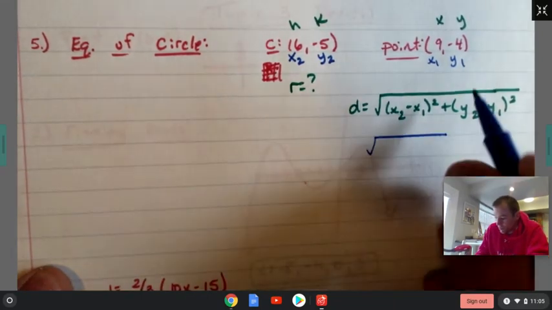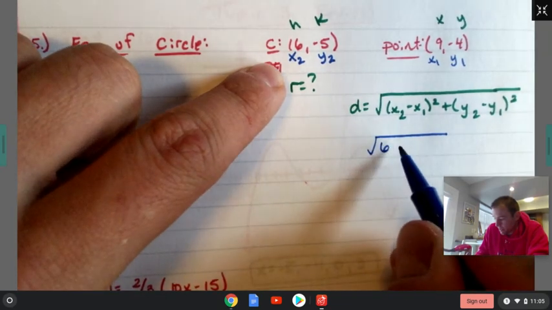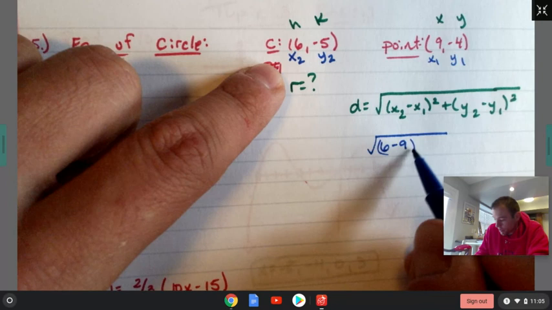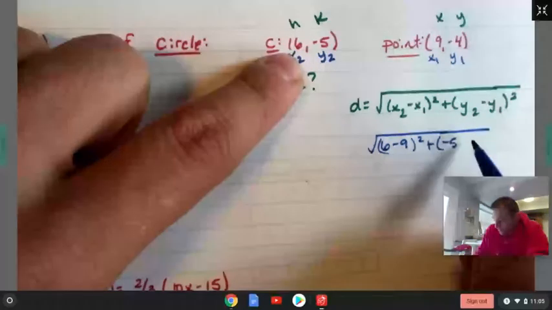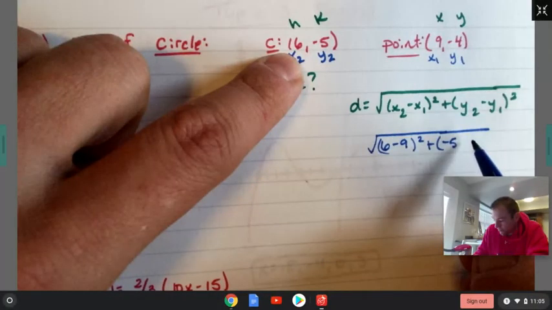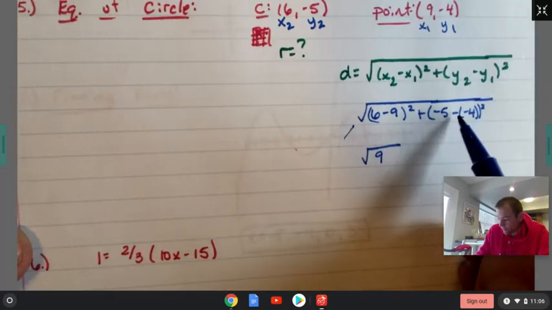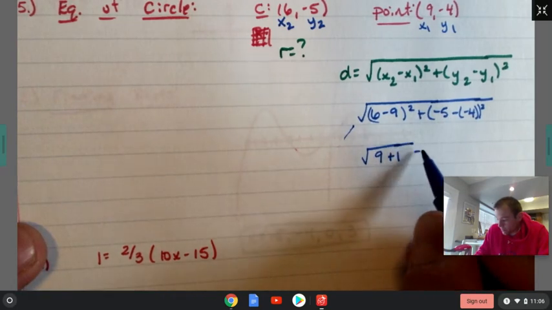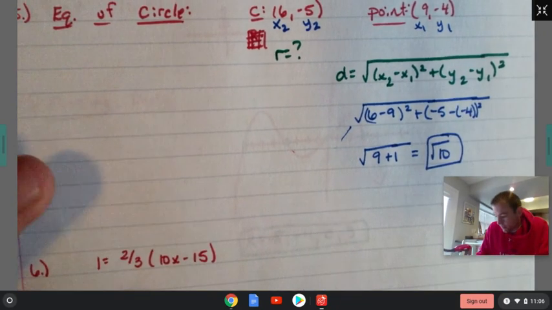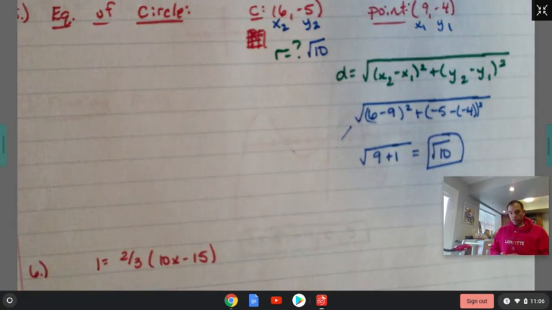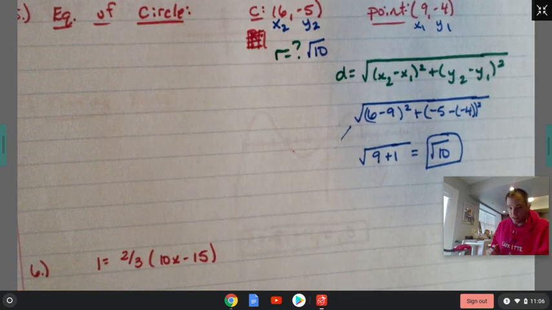So x2 is 6 minus x1 is 9, squared, plus y2 is -5 minus -4, squared. And then we solve this thing. 6 minus 9 is -3, and -3 squared is 9. -5 minus -4 is -1, so that becomes a +1 when I square it. So the square root of 10. So r is now the square root of 10, because I just found the distance from the center to a point. And now I just plug it in exactly like the last problem.